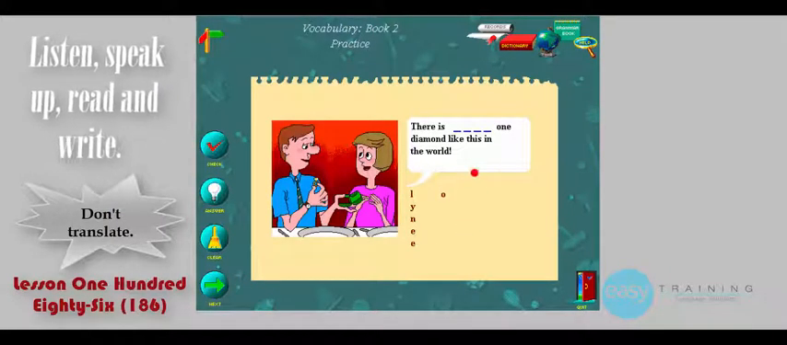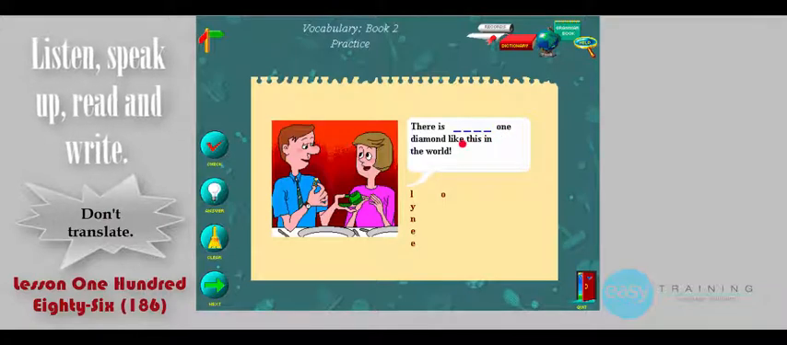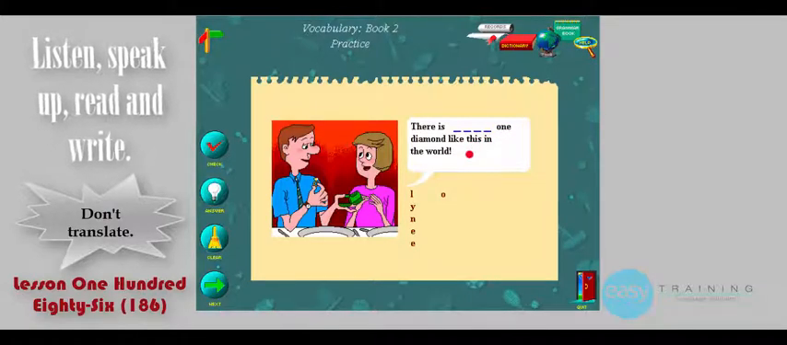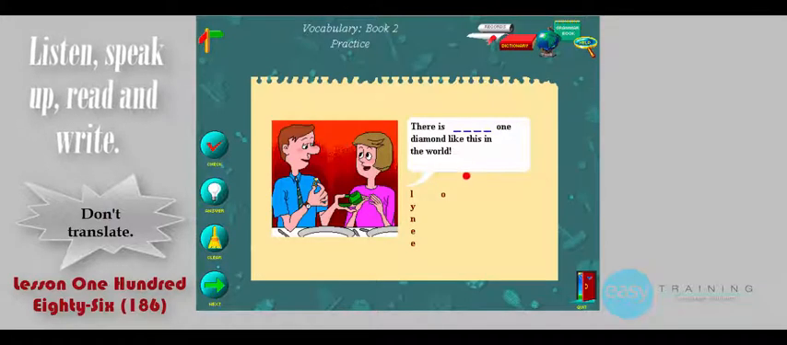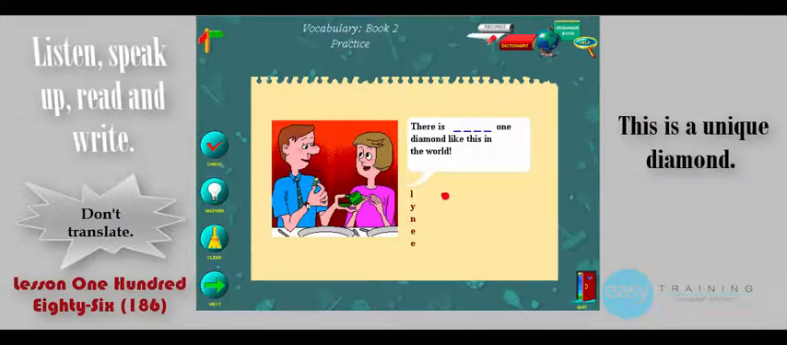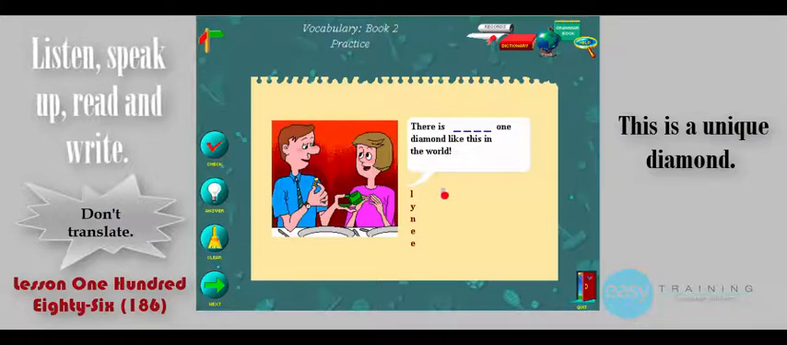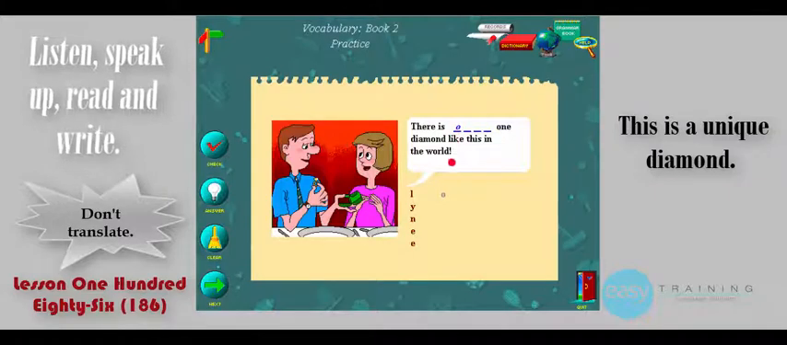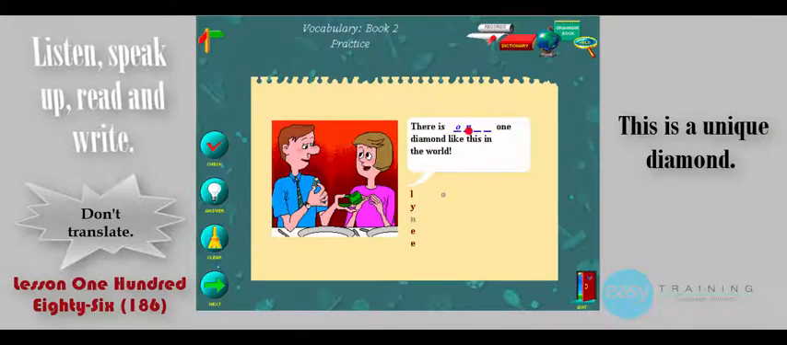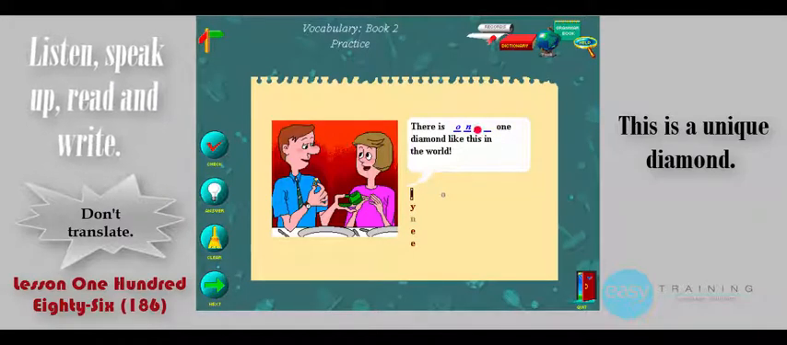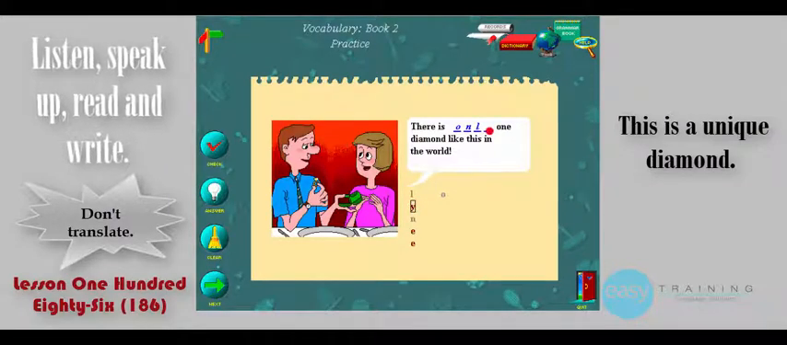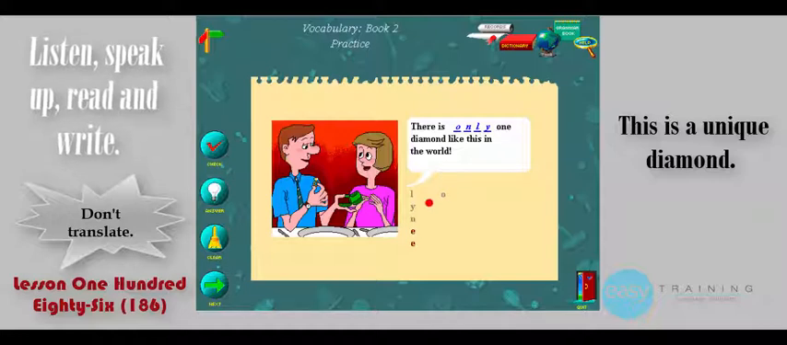There is blank one diamond like this in the world. Okay, this is a unique diamond. So this lady says there is only one diamond in the world like this. There is only one diamond like this in the world. It is a unique diamond.